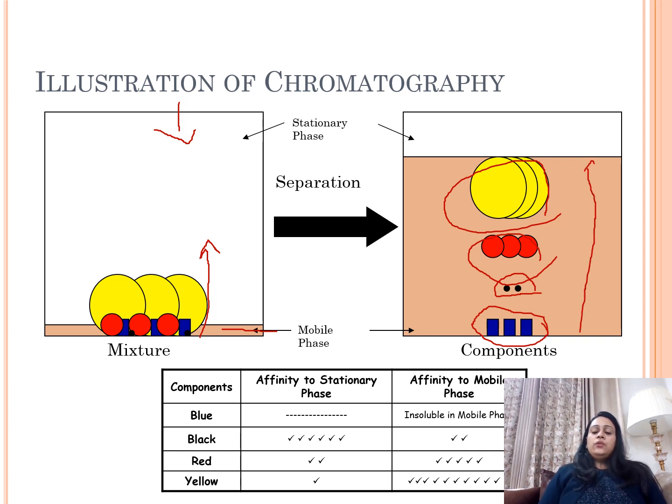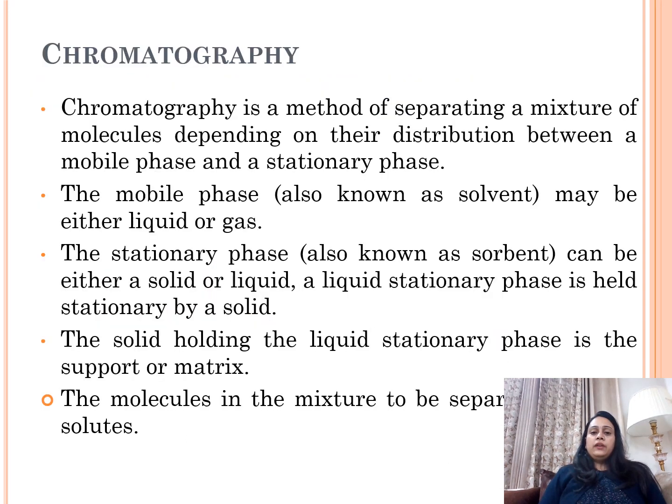As you can see, the yellow ones are bigger in size, but still they are moving faster because they show more affinity towards the mobile phase as compared to the red ones or the blue ones or the black ones. However, the blue ones remain at the origin point because they show more affinity towards the stationary phase. So these are the components you can see here: black, blue, red and yellow, and these are their affinities towards the stationary phase and the mobile phase.